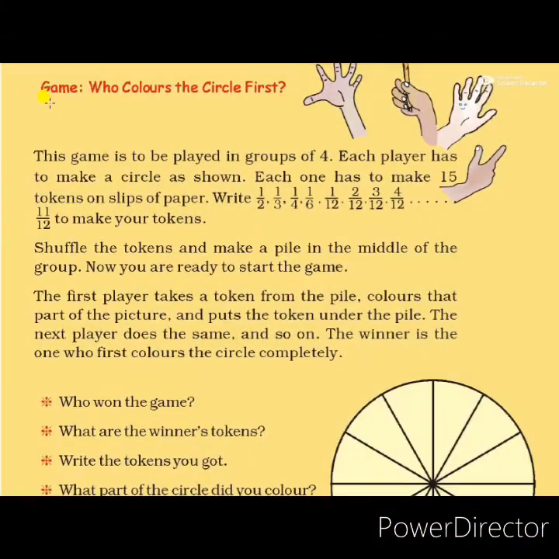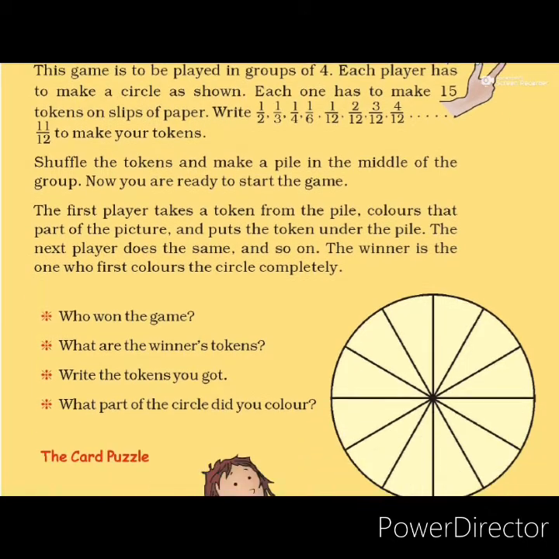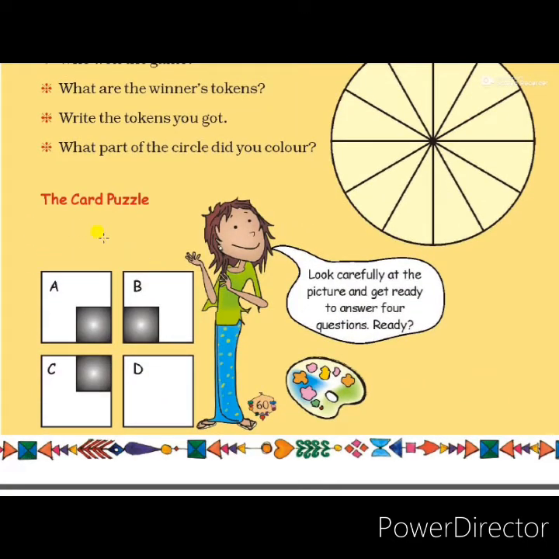Hello students, today from chapter 4 we will start from page number 60 onwards. The first heading given on this page is "Who colors the circle first." Students, this is a game. It is difficult to do through this video class, so we will do it in our class when our school reopens. So I will start from the next heading, that is the card puzzle.